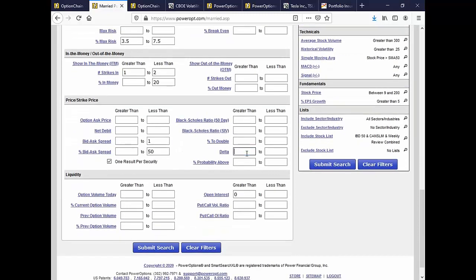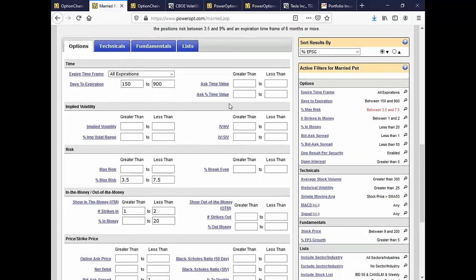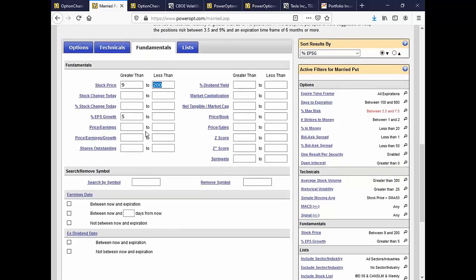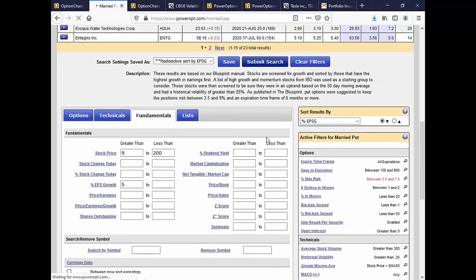There's no filters for delta, probability, percent to double, time value, percentage time. There is, but there's not. I'll talk about that in just a moment. I'm going to leave the stock price at 200, but normally the first thing I do, Randy, on this search after changing that little risk level is I'll drop this down to my range of about $85, $90 per share for the underlying stock price. And then we hit submit.